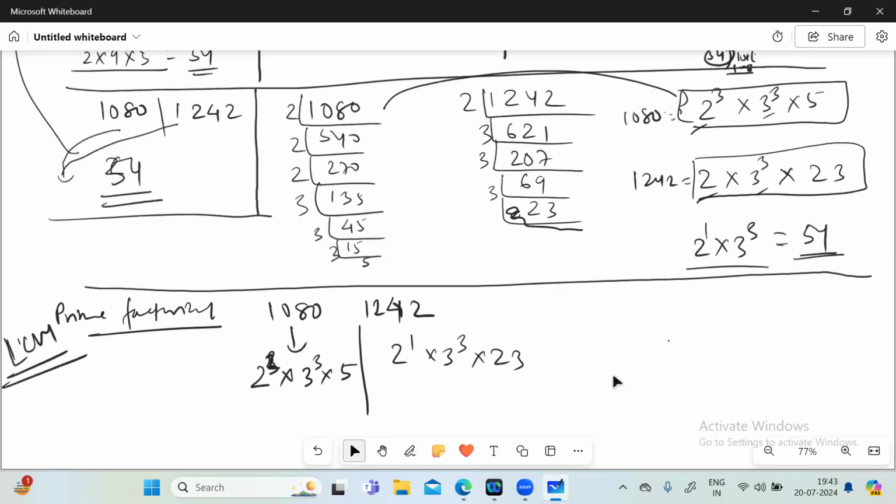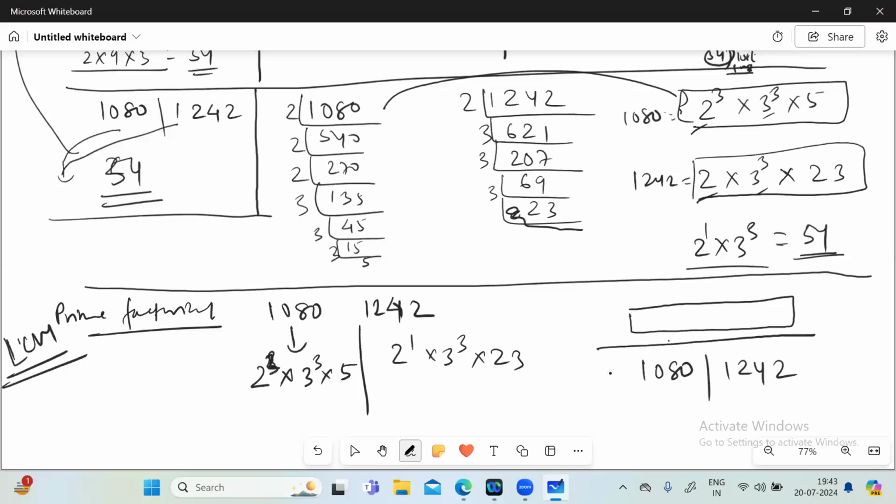So if you want to find an LCM of these two numbers, I need to write a number here in this box which can get divided by 1080 as well as 1242, and it should be the smallest. Now find the restriction here. It should be the smallest. So what I'll do, I'll find the common prime. Like 2 is the common prime, and I'll be writing the smallest power which is required. And here it will be the highest power out of these two.